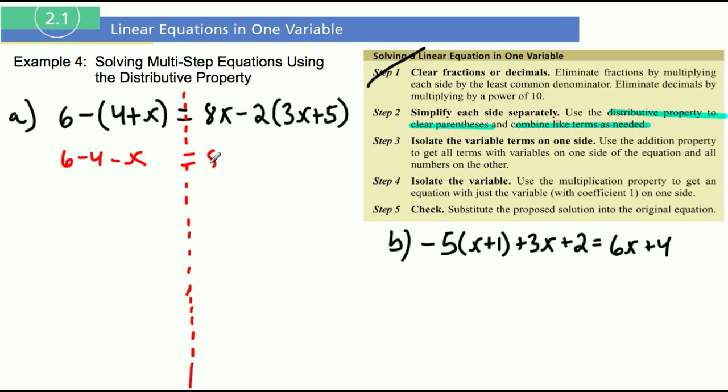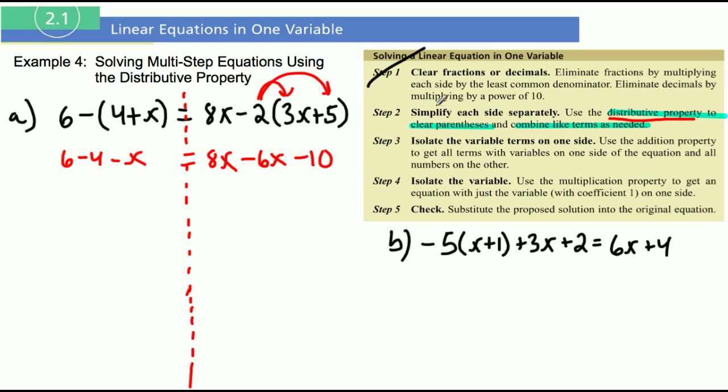Drop down the 8x, because all we're doing right now is we're getting rid of the parentheses. So negative 2 times 3x is a negative 6x. Negative 2 times a positive 5 is negative 10. Okay, so we've just done the distributive property. Now let's do the second part, which is to combine like terms.